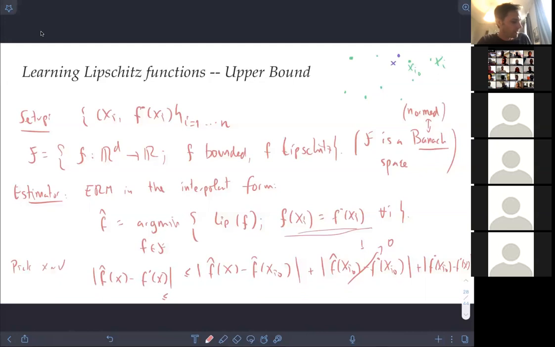And what about the third term? f star between x_i0 and x. Now I have to use the hypothesis. f star is Lipschitz, yes? And f hat is also Lipschitz, because I chose it to minimize the Lipschitz constant. And in particular, the Lipschitz constant of f hat is at most the one of f star, because f star is an interpolant. Right? So this in fact is just two times the distance between x_i0 and x.